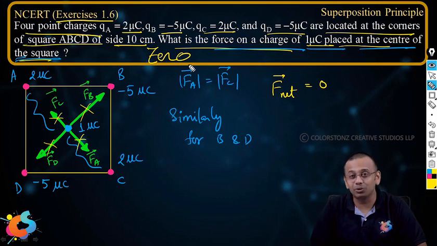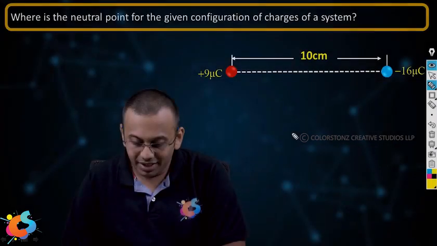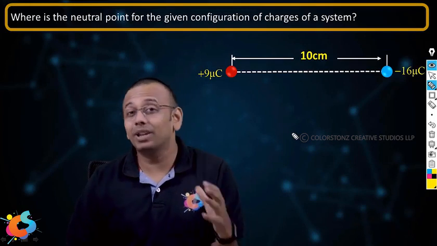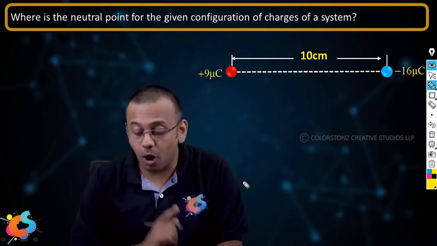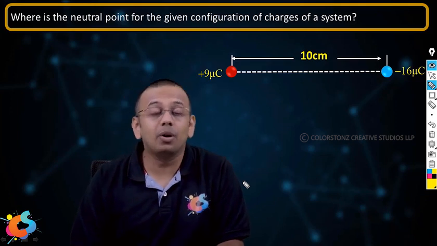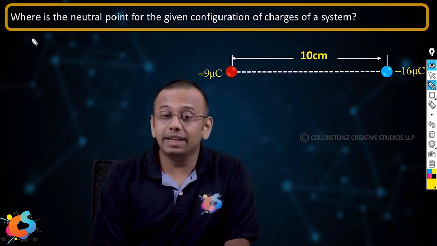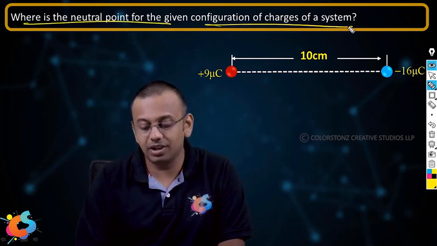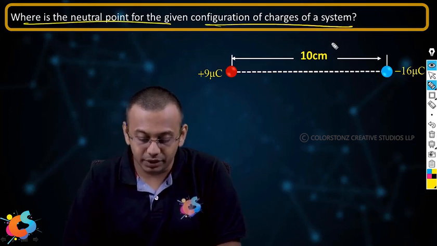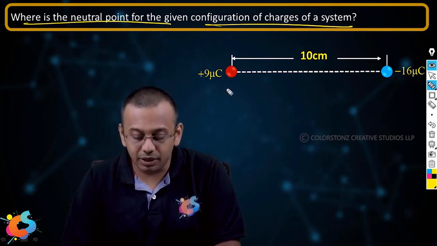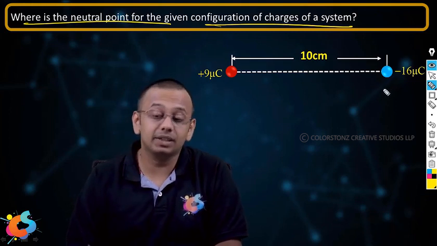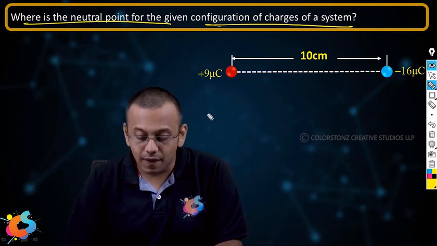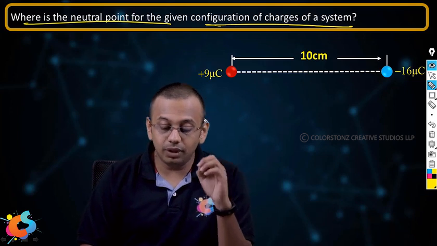We'll move ahead and go to the next problem now. This is the next question that we have. This is a very interesting question and a very common type of question in competitive exams. Where is the neutral point for the given configuration of charges of a system? So we have a charge plus 9 microcoulomb and another charge minus 16 microcoulomb. They are separated by a distance 10 centimeters. We have to find the neutral point.